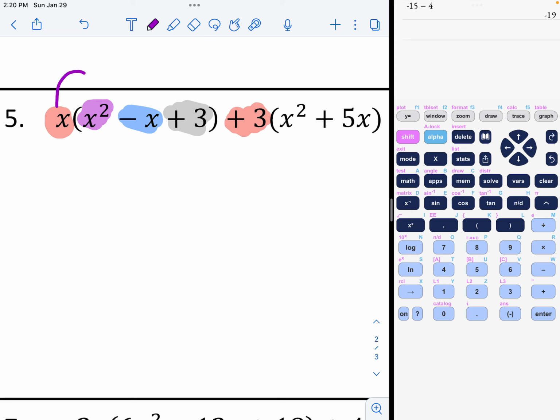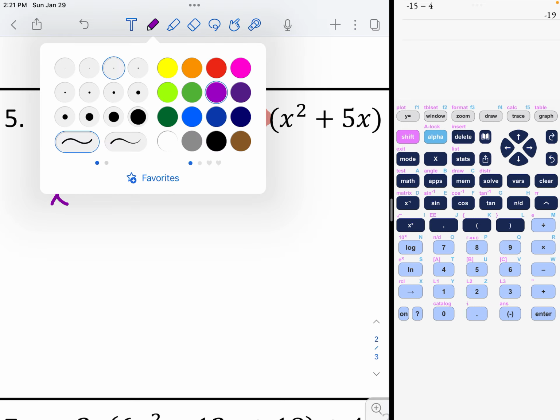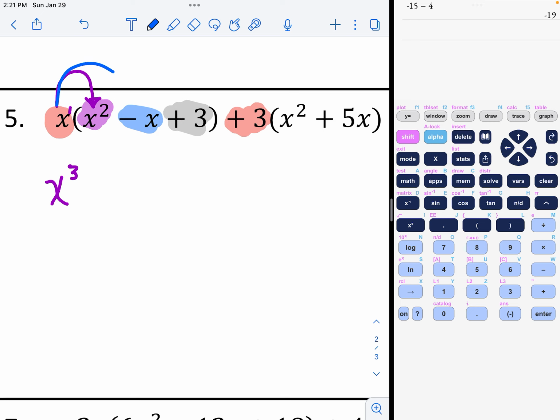So let's see, x times x squared. Well, there's no coefficients other than 1. So I add my exponents, and I get x to the third, 1 plus 2. Next, I take that and I put it here. Let's see, this is a positive times a negative, which is a negative. Both of those x's have a power of 1, so I add them to be x squared.